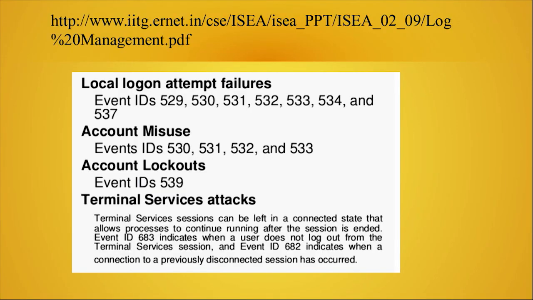Here are some examples of how event IDs could help to identify things, say event IDs 529, 530, 531, 532. You are supposed to classify the logs and identify what is correct and what has gone wrong. So it is better you prepare something like this: these are all the local login attempt failures, these are all the misuse attempts, these are all the logout attempts, and then you write a report on all these things.